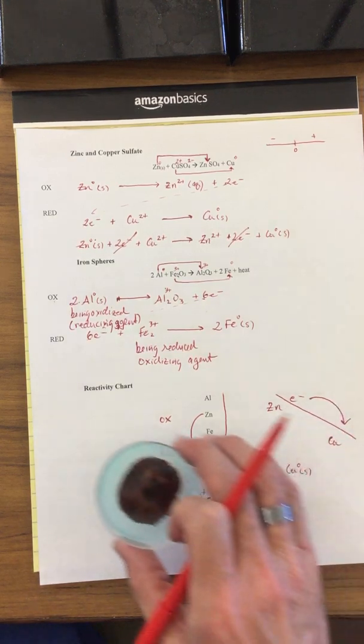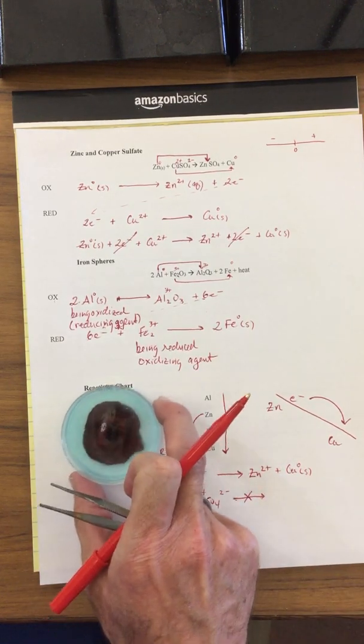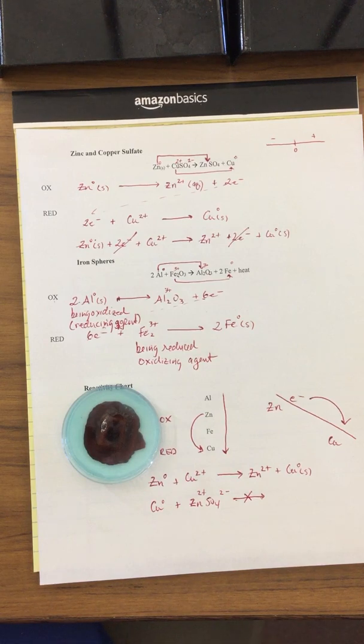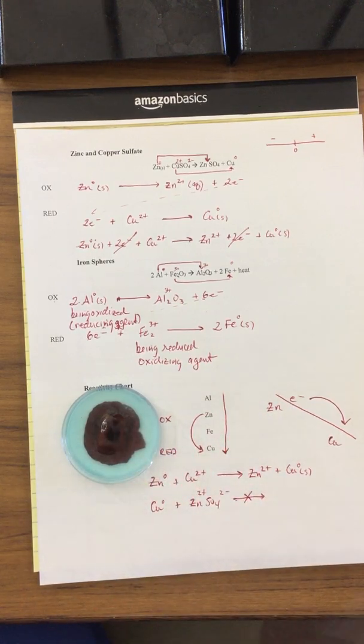Let me go ahead and show you the end result of our sample. And look what's happened to the color of my liquid. It started off as a bright blue, and now it's very, very pale. Again, the blue was the copper, and we had this metal zinc.